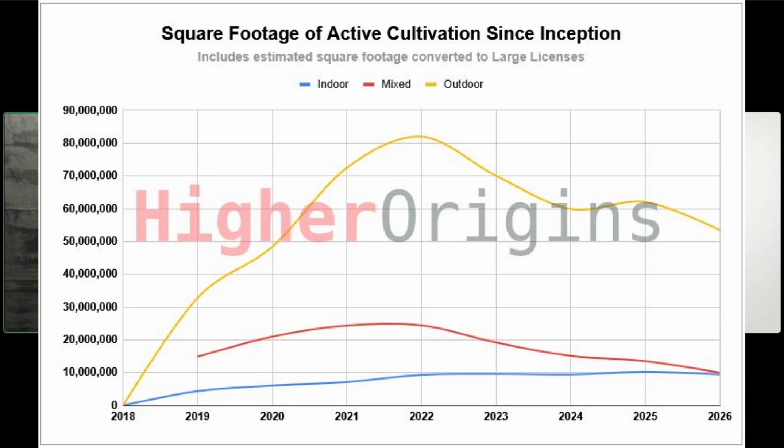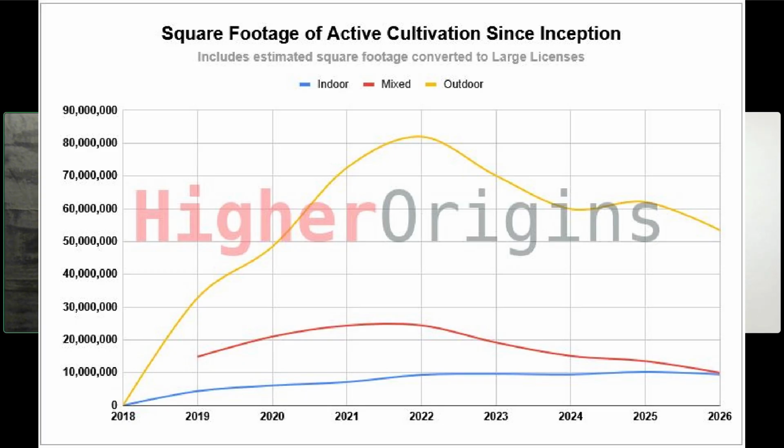For outdoor cultivation, that peaked around, I don't know, 82 million square feet around then, and it's since tapered off to now it's around 53 million square feet. So you're looking at, what is that, 25-30% loss. Then if you look at mixed light, that seems to have started around, I don't know, about 15 million square feet, peaked around the same time as outdoor at about 25, and now it's down to about 10. Interestingly, those two are still trending downwards.